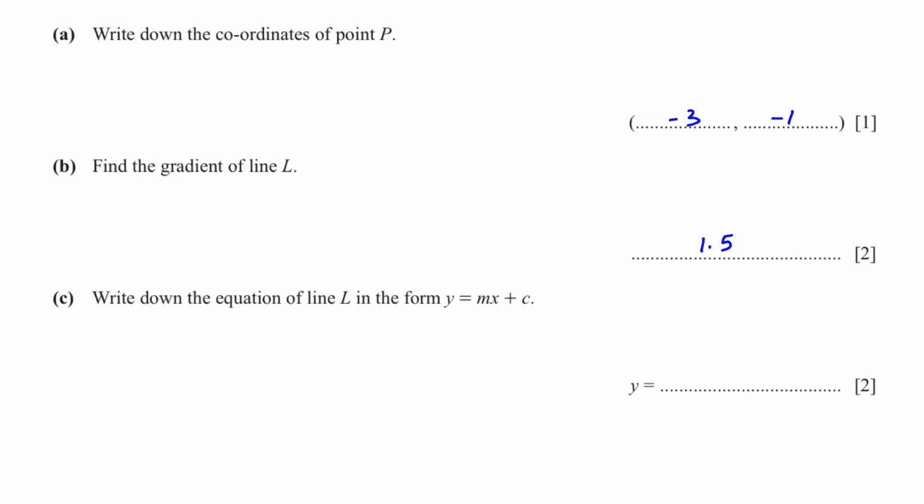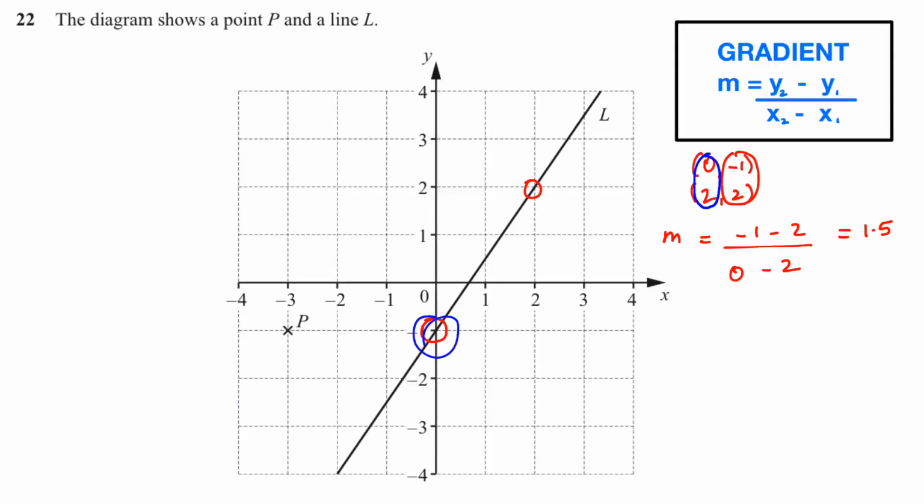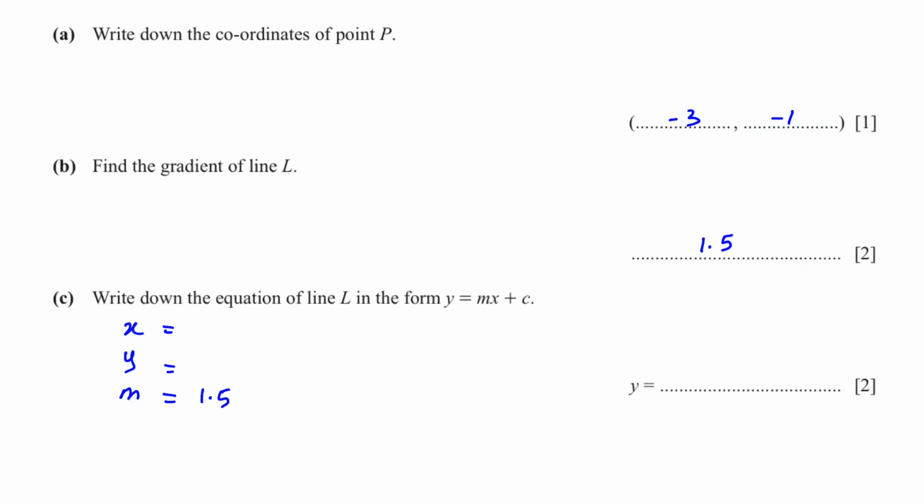The next one, write down the equation of the line L in the form y is equal to mx plus c. To find the equation of the line, we need three things. We need the x, we need the y, and we need the gradient. Gradient is 1.5. X and y, we have chosen 2 points. Let's look at the points. We can take 0 and -1 or 2 and 2. Always choose a point which has a 0. That's much easier. So 0 and -1.